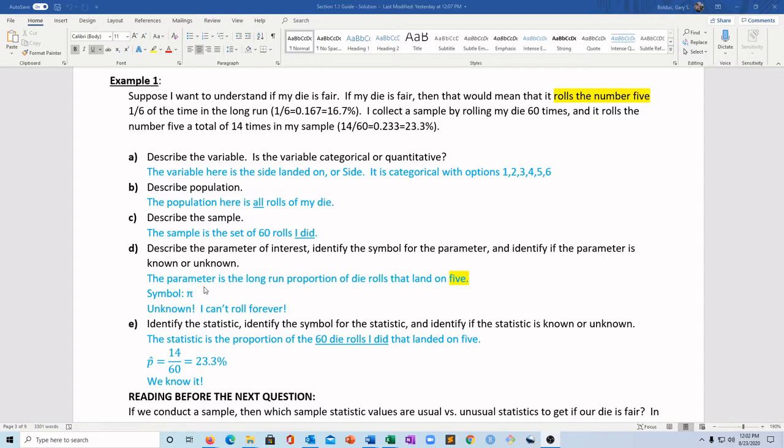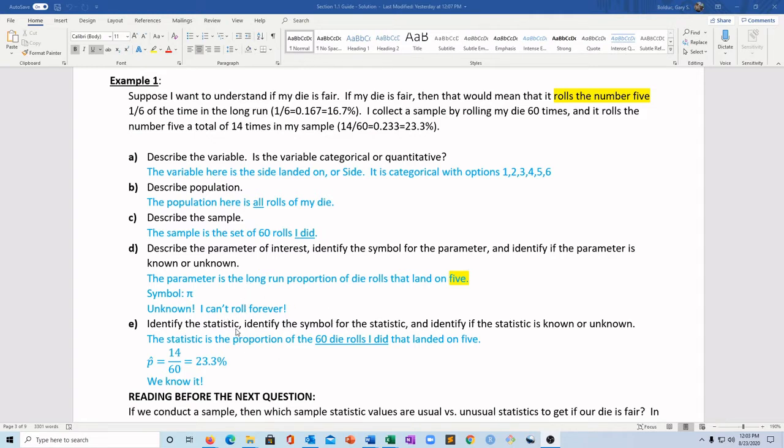D, the parameter of interest is the long-run proportion of die rolls that land on 5. So again, try to notice the connection here. The parameter is going to be go to the population and measure something about it. So if the population is all the rolls I could ever do, then how can I measure something about it? I could look at the proportion of times it lands on 5. So again, the population's all the rolls. The parameter is, how do I measure something about that to help me answer my question? It's a proportion, so we're going to call that pi, and it's unknown because I can't roll the die forever.